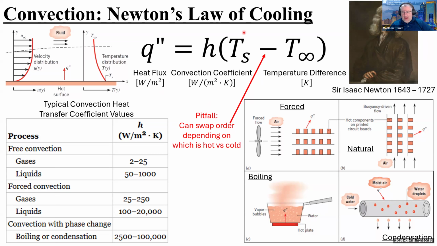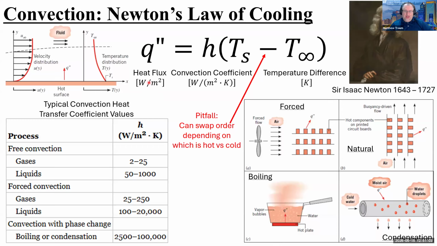Okay, you guys know this guy, right? Sir Isaac Newton lived from 1643 to 1727. Newton did a whole bunch of stuff in physics, a whole bunch of stuff in astronomy. Probably a little less well known, but he also did a bunch of work in heat transfer and ended up having this convective law named after him, Newton's law of cooling.